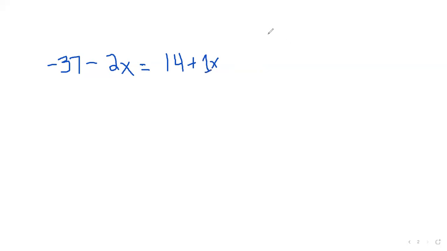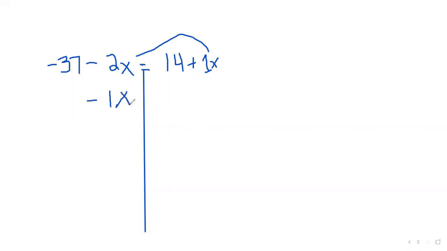And let's draw our line, our fence. So we have our fence up. There we go, all is well. All right, so we'll do the same thing. We'll bring our letters over here on the left side, and then our numbers over there. So this positive 1x is going to jump over here, and over here it's going to become a negative 1x.